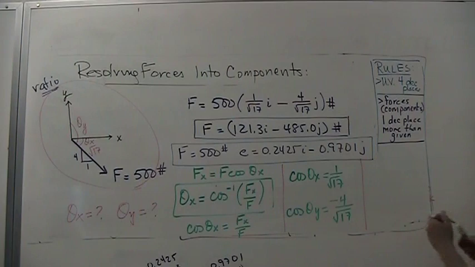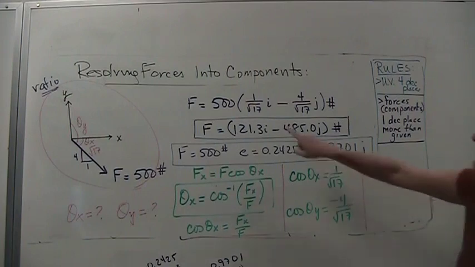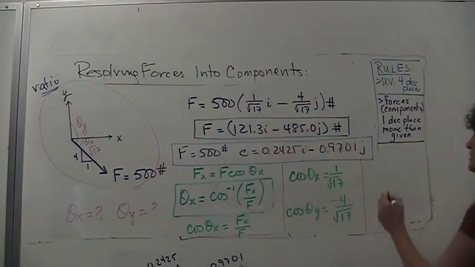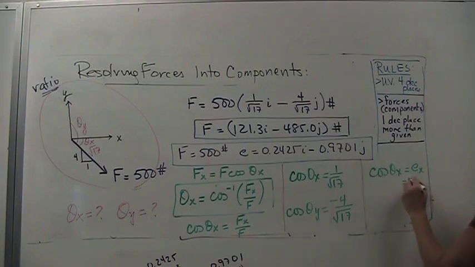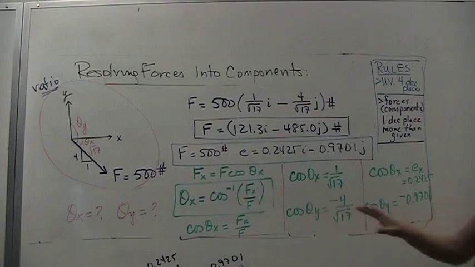And then the third way, somebody might say, well, this transfers to my unit vector, so isn't the cosine of theta x equal to the unit vector in the x, which in this case would be 0.2425. And the cosine of theta y would be equal to negative 0.9701. Okay? And they're all going to give us almost exactly the same value.